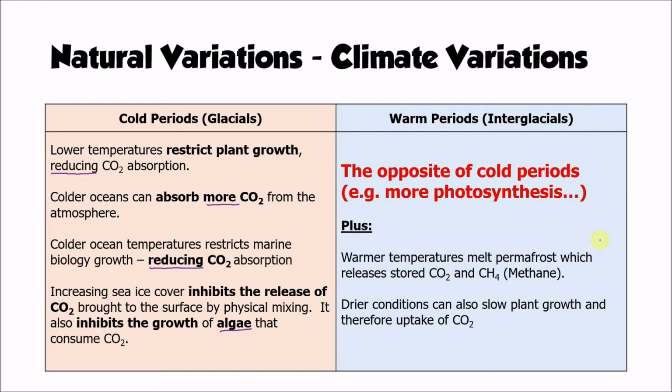So permafrost is the permanently frozen ground that we find extensively across Canada and northern Russia. Where that soil is frozen, the carbon, particularly in the form of carbon dioxide and methane, is locked away within that frozen ground. But as it starts to melt, that carbon is released into the atmosphere.